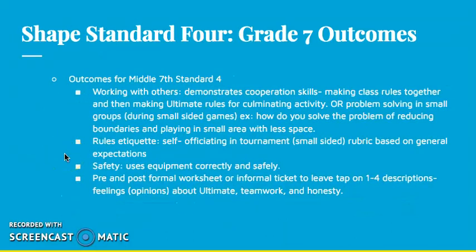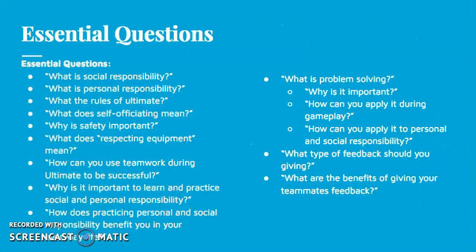Our TPSR through Ultimate Frisbee unit covers SHAPE Standard 4, which assesses the affective domain. Here are the outcomes for 7th grade and Standard 4. They are all linked to our graphic organizer and our unit outcomes. Here are some essential questions we came up with relating to Ultimate Frisbee and teaching personal and social responsibility.